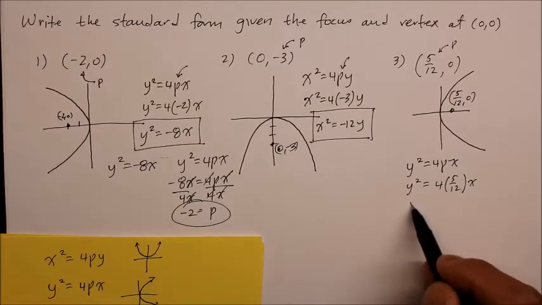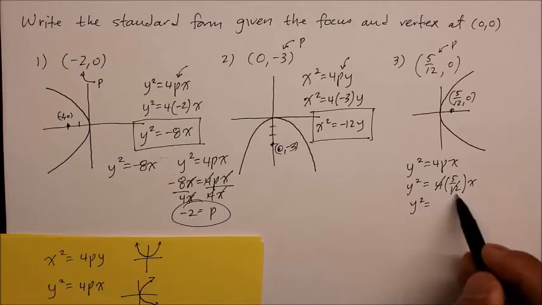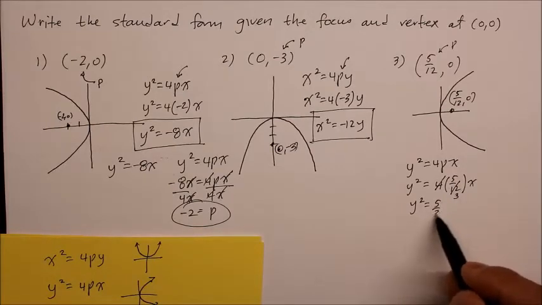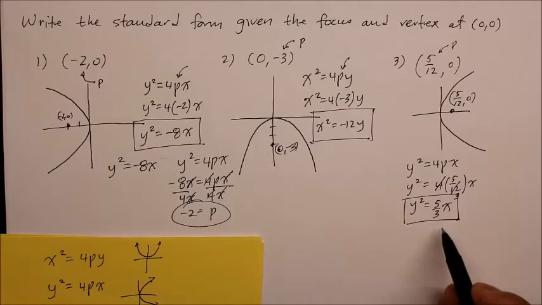So evaluate, you get y squared is equal to, let's reduce this. 4 reduces the denominator 12 3 times. So it's 5/3 x. That's all there is to it. All right? Go knock 'em dead.